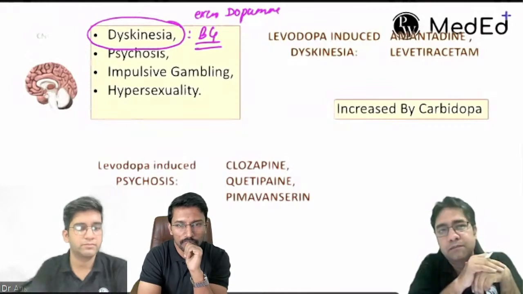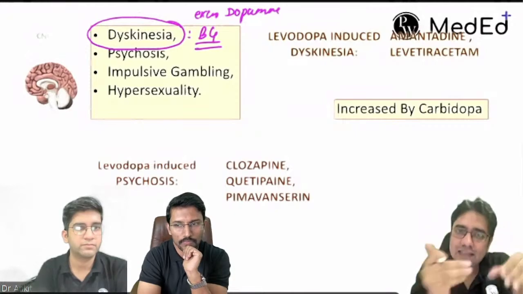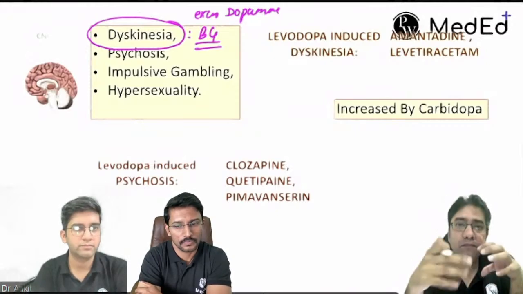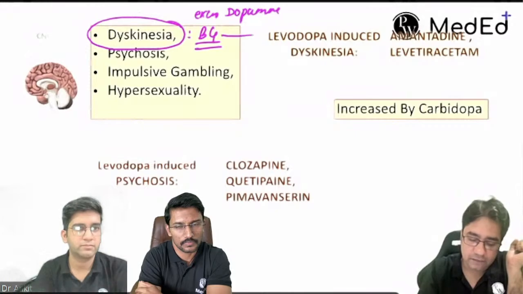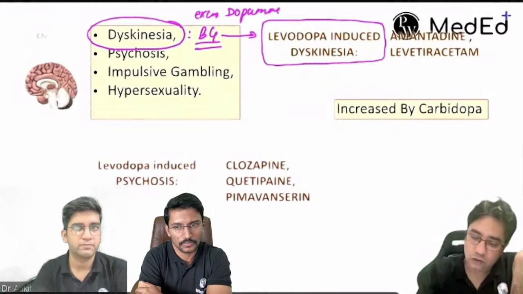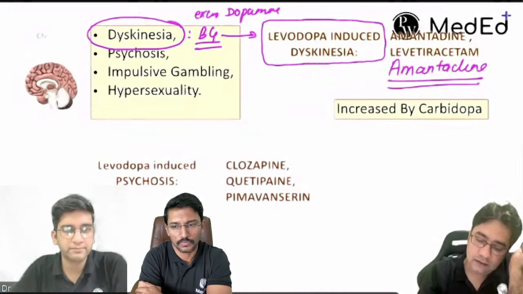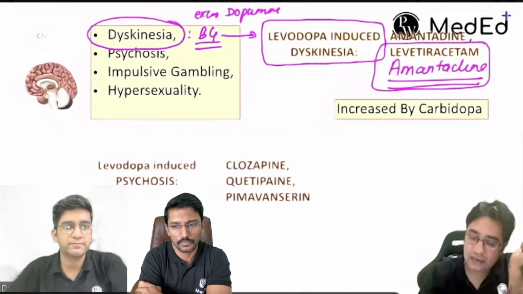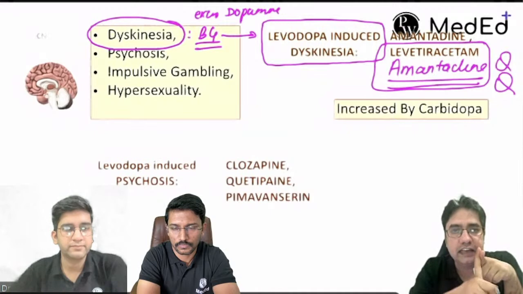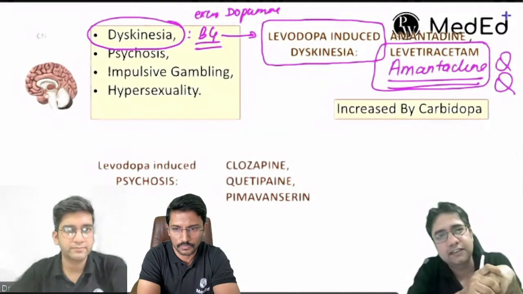Now, this is a big problem. How can we prevent this dyskinesia? Just like rigidity, even dyskinesia is a functional or motor impairment. The person will not be able to do day-to-day activity. Hence, we have to develop a drug for levodopa-induced dyskinesia. There are two drugs which have been approved. The first one is an antiviral drug also, amantadine, and the second one is levetiracetam. And these are very commonly asked MCQs from you students. So for levodopa-induced dyskinesia, combine them with amantadine or levetiracetam. Nowadays, we are using levetiracetam more.